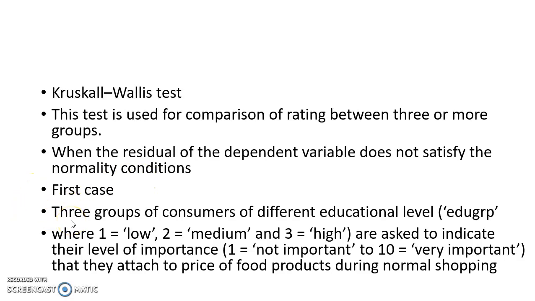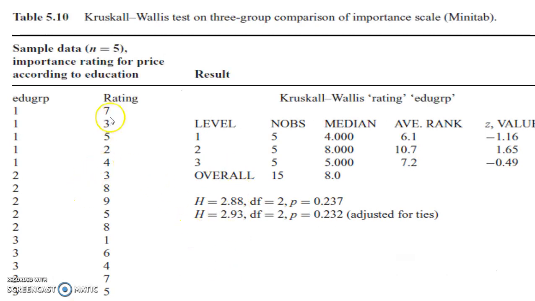For the first case, we have an example. Suppose that we have three groups of consumers of different education level. Let's name the independent variable edu group, where 1 is low, 2 medium, and 3 high level of education. We're asked to indicate their level of importance as a rank from 1, not important, to 10, very important, that they attach to the price of food products during normal shopping. These are our data and our rating.